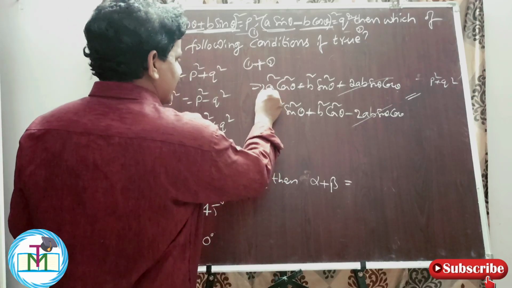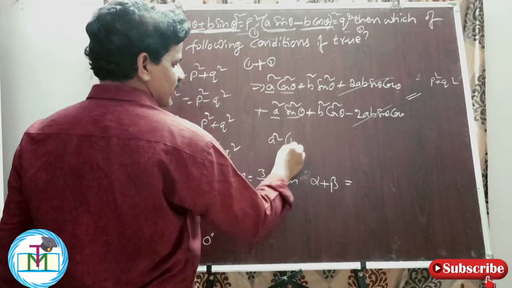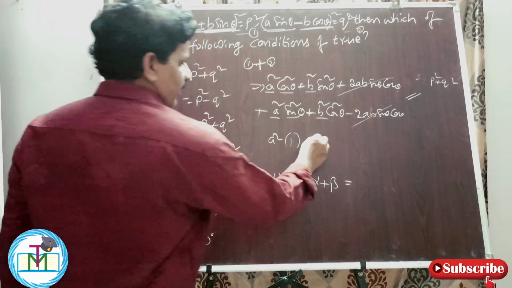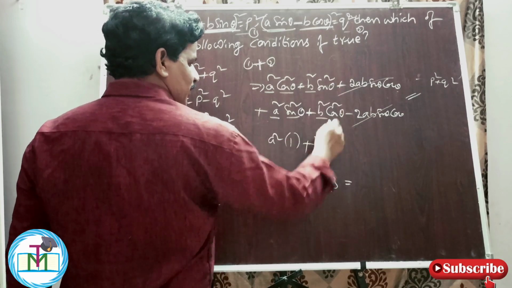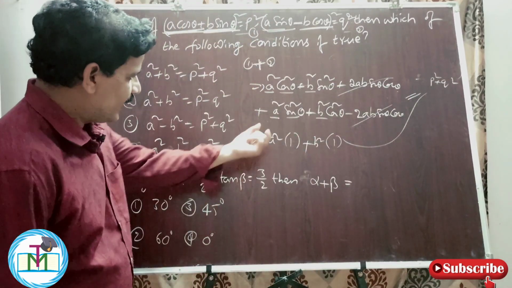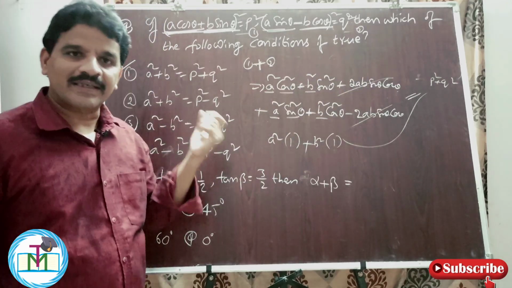Now here I can take a square common. When I take a square common, cos square theta plus sin square theta is 1. Plus when I take b square common, sin square theta plus cos square theta equal to 1, which is equal to what? P square plus q square. Therefore a square plus b square is equal to p square plus q square. Option 1 is the right answer.